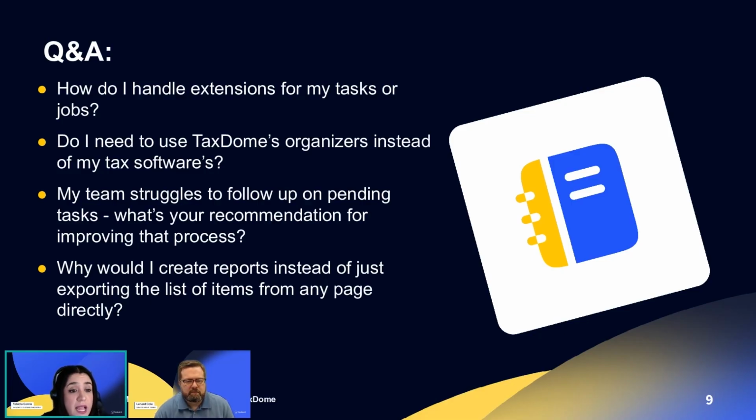So first question, how do I handle extensions for my tasks or jobs? If I'm understanding this question correctly, extensions may be like, there's a due date and there was an extension filed. At least in the United States, you can continue something a little bit further down the year, right? In a couple of months. And I'm sure that's something similar that happens in Canada, correct?